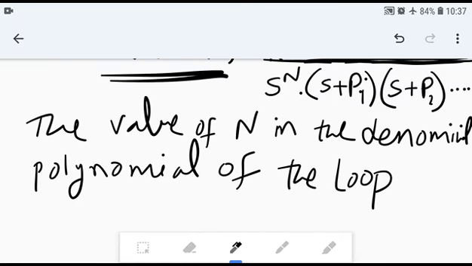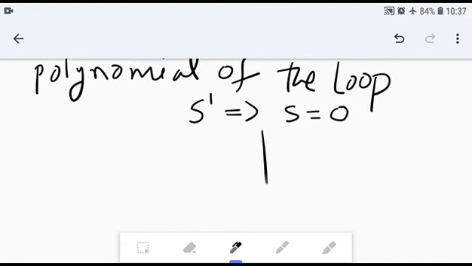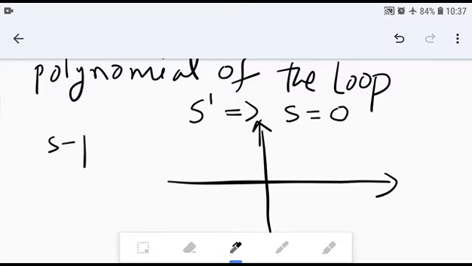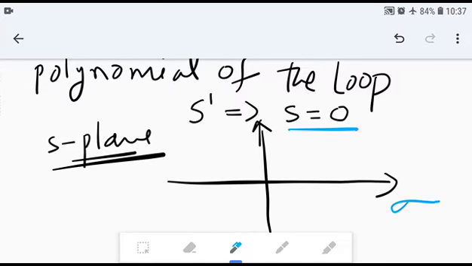How is it? For example, we have s to the power of 1. S to the power of 1 means it can be taken as s equal to 0. If you look at the s plane, on the x axis we take sigma and on the y axis we take the imaginary part, that is j omega, right. S equal to 0 represents a pole at origin. This is the pole at origin.